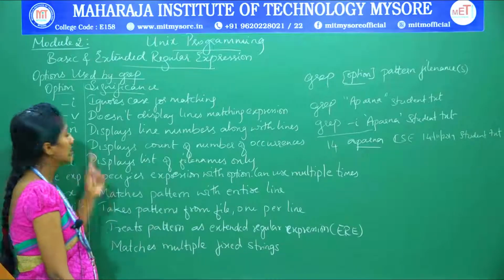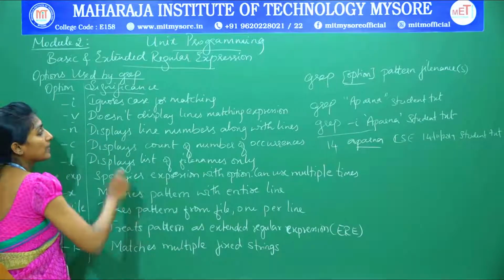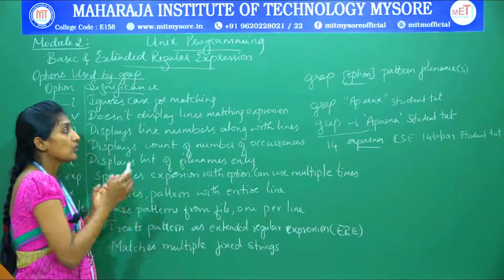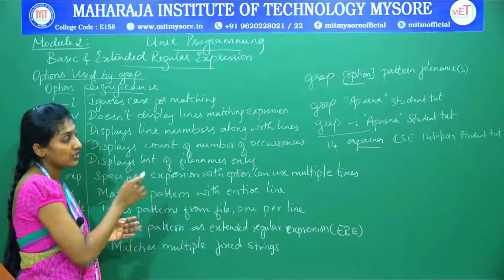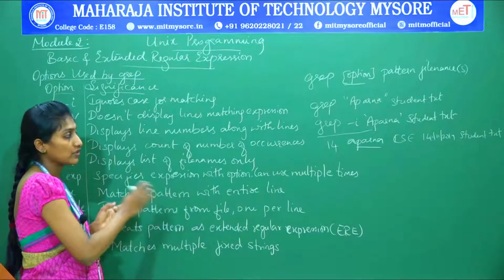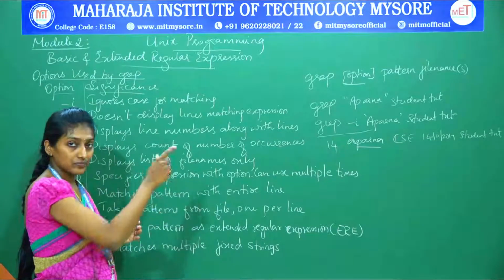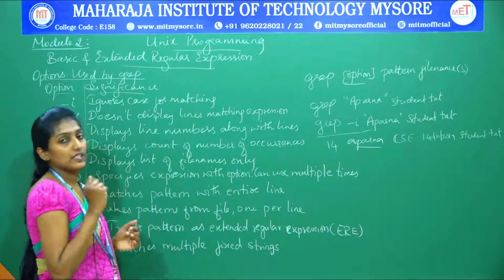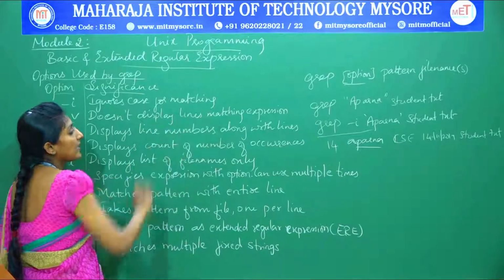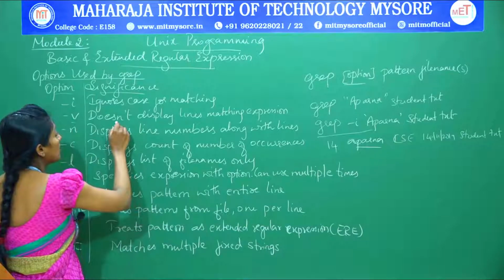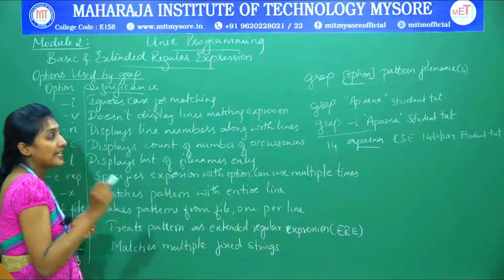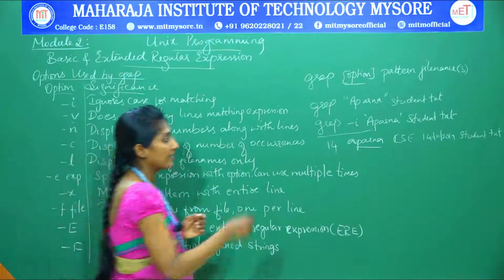Next is -v. So what does this -v option do? It is going to display only those lines which do not contain the pattern I have given. So except that particular pattern line, it is going to leave it out, and the remaining lines will be displayed. So what does this mean? As I have specified here, it does not display the lines matching the expression. The lines with the pattern which I have given will not be displayed. Instead, apart from that pattern line, the remaining will be displayed.